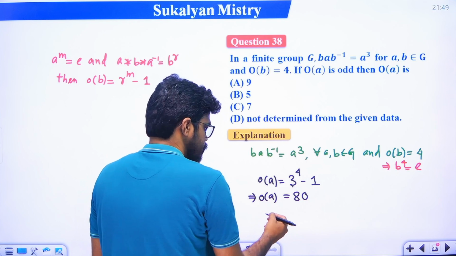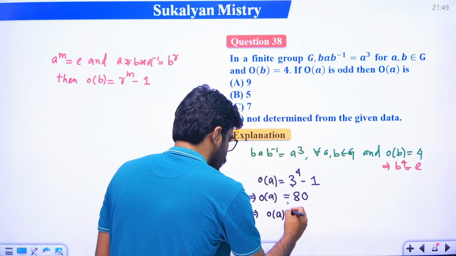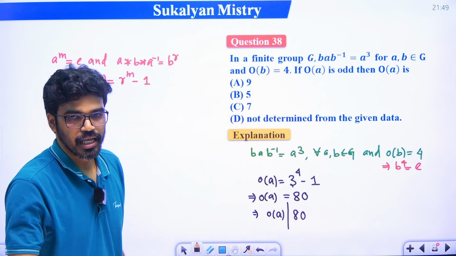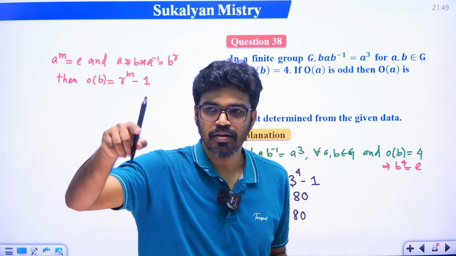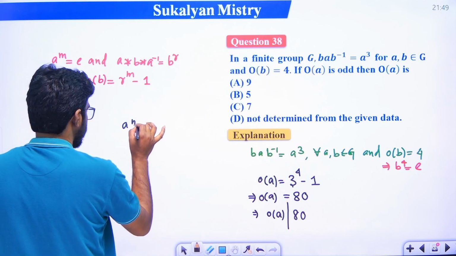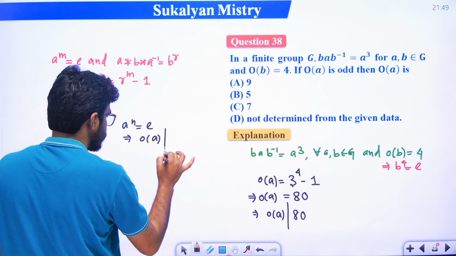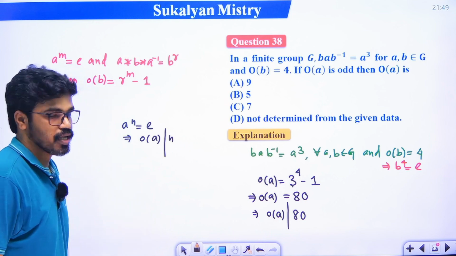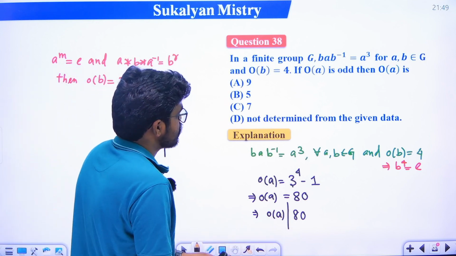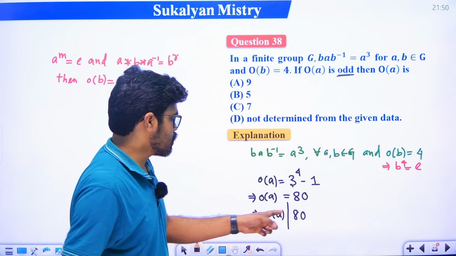That means the order of A divides 80. If A to the power n is equal to E, that means the order of A must divide n. What does it mean? It means the order of A is a divisor of n, so the order of A is a divisor of 80. Now it is given that the order of A is odd. Then what will the positive divisors be?